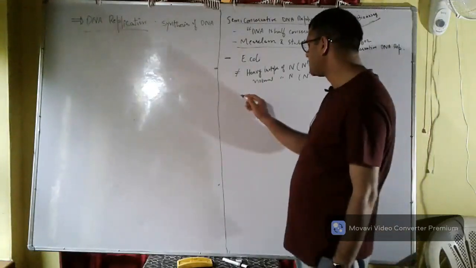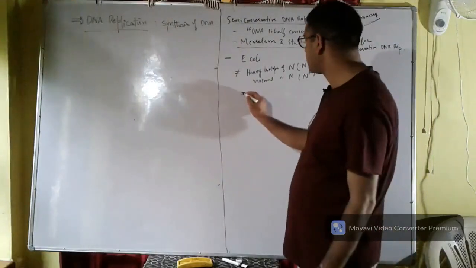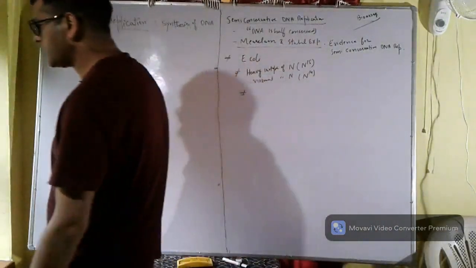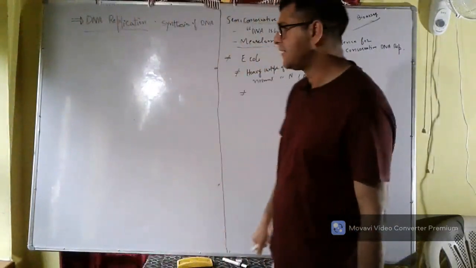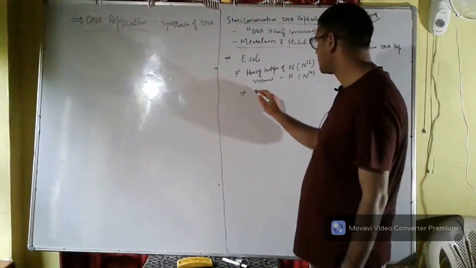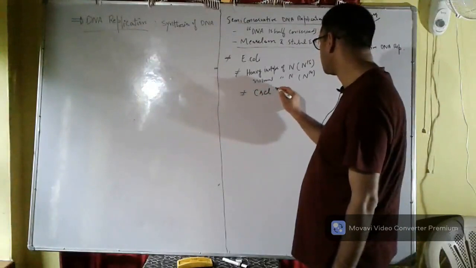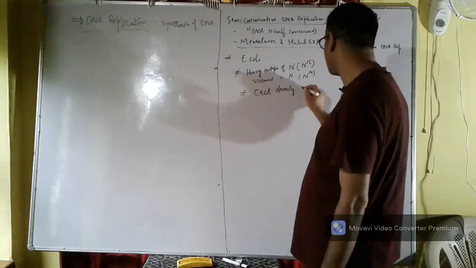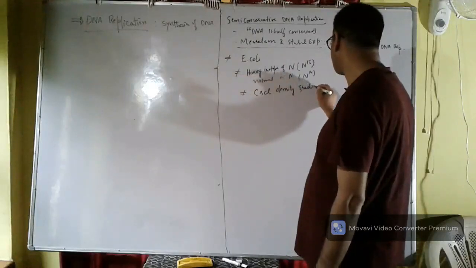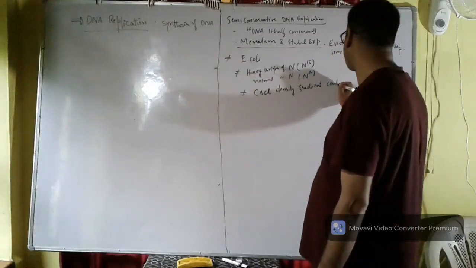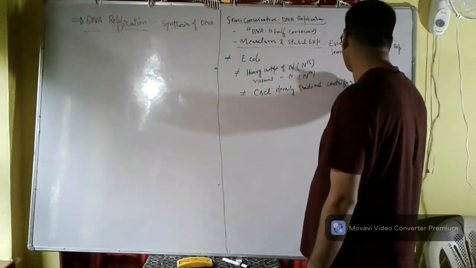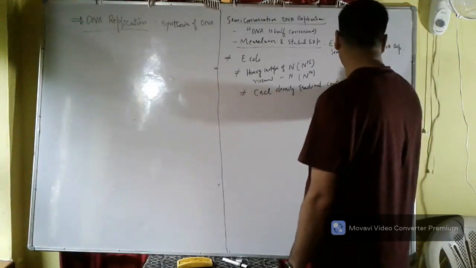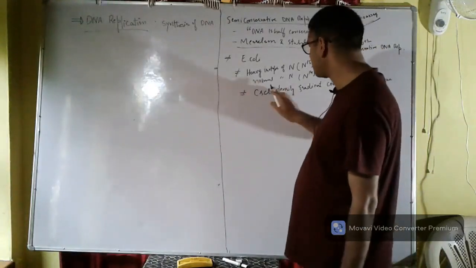Then they also used in their experiment the cesium chloride density gradient centrifugation technique. They used the cesium chloride density gradient centrifugation technique. This is cesium chloride.